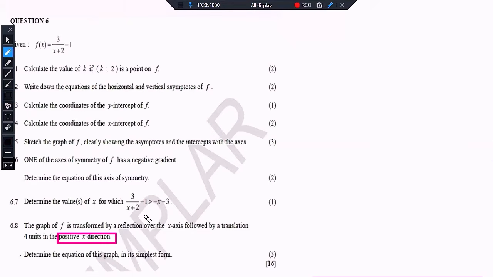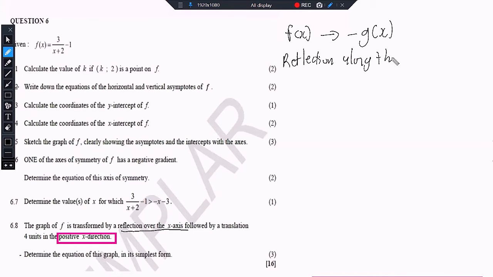So the graph of f is transformed by a reflection over the x-axis. Now you will remember in the previous question, I did state that if you have your f of x changing to negative g of x, this represents a what? A reflection along the x-axis, right?